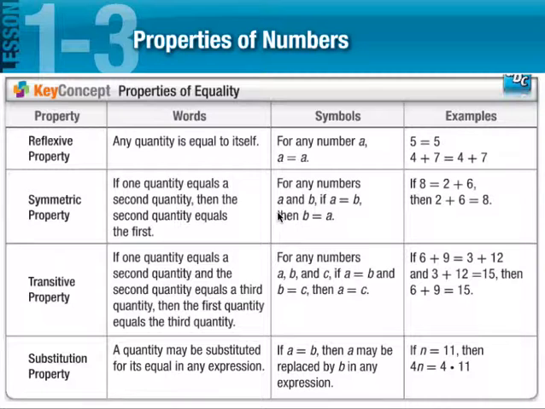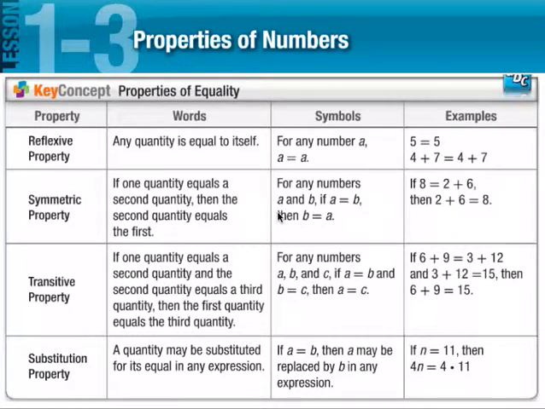And so the first one is the reflexive property. Basically, that just means you have one number equal to itself. And so in this case, 5 equals 5. Okay, one thing equals another thing. Or 4 plus 7 equals 4 plus 7. So when you think about reflexive, you should think about reflection. Okay, where the equal sign is like a mirror.